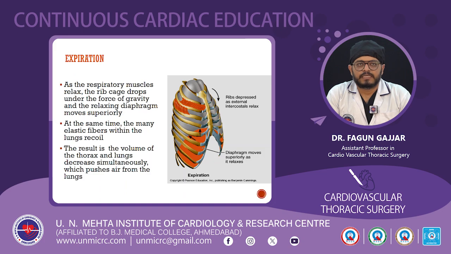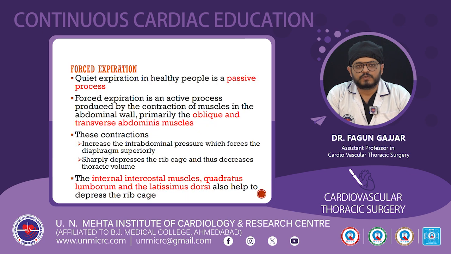During expiration, as the respiratory muscles relax, the rib cage drops under the force of gravity and the relaxing diaphragm moves superiorly. At the same time, many elastic fibers within the lungs recoil. The result is that the volume of the thorax and the lungs decrease simultaneously, which pushes the air from the lungs.